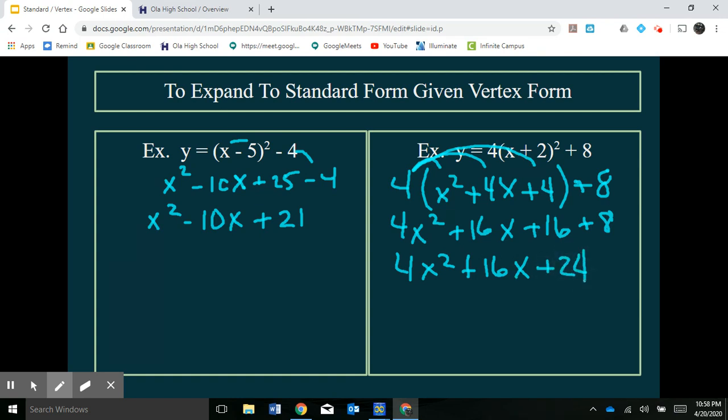Okay. So today we're finding the vertex. If we have the standard form, we're going to do completing the square and find the vertex. Then we're also going to go from vertex to standard. All right. So two things today. Go back and watch the video if you need to, and good luck.